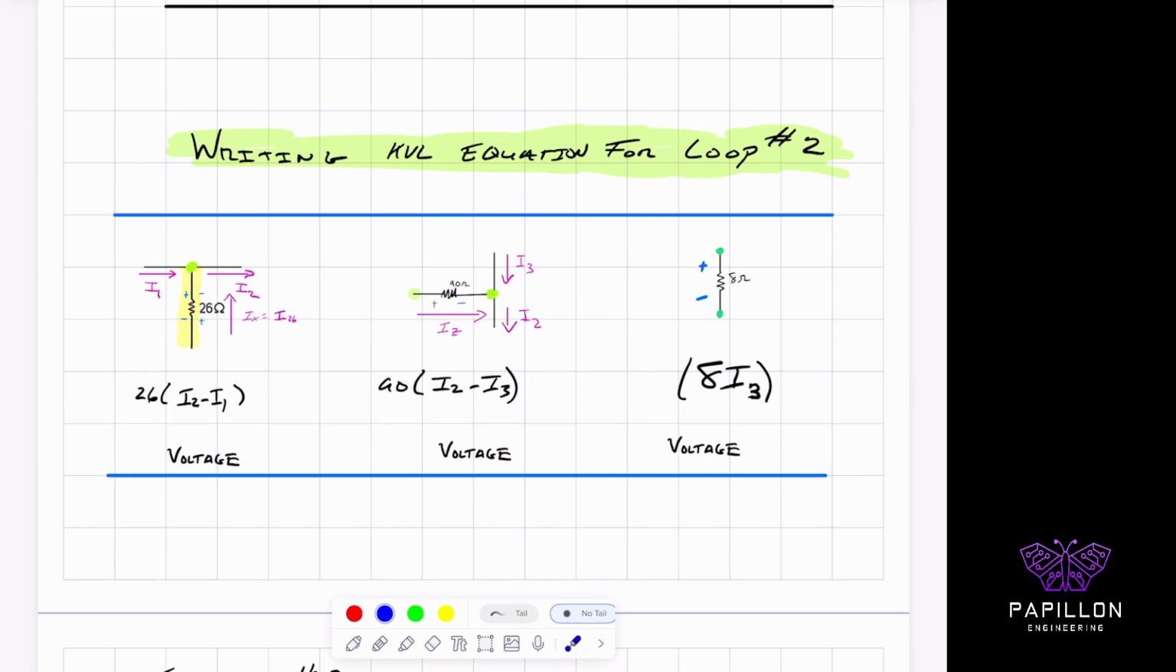And finally, because the 8 ohm doesn't share any current of any other source besides I3, it's just straight up going to be 8 times I3. And there it is, right? So notice the pattern again. It's I2 minus I1, I2 minus I3.